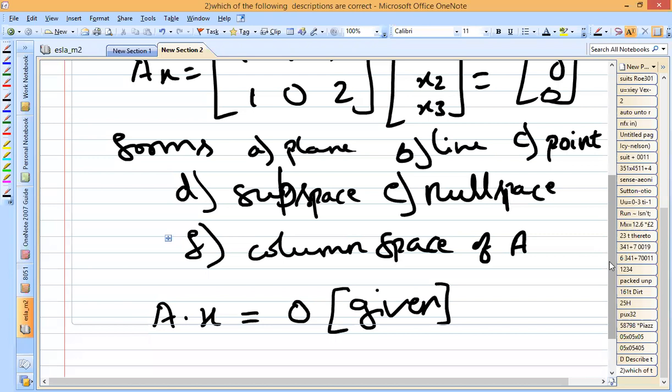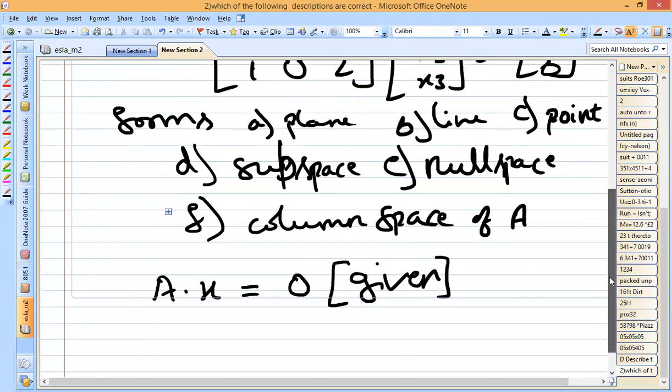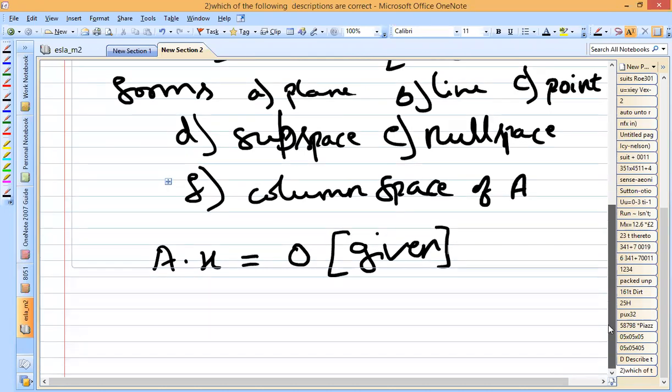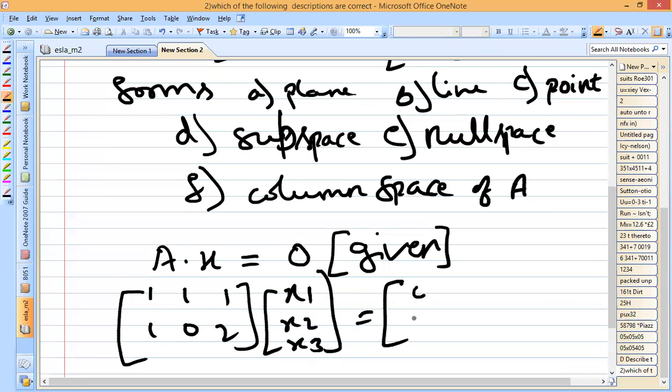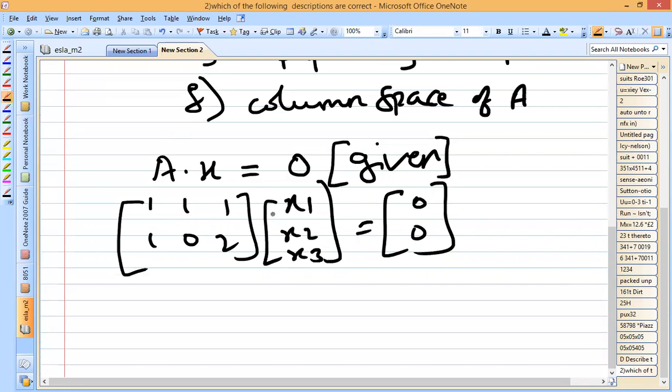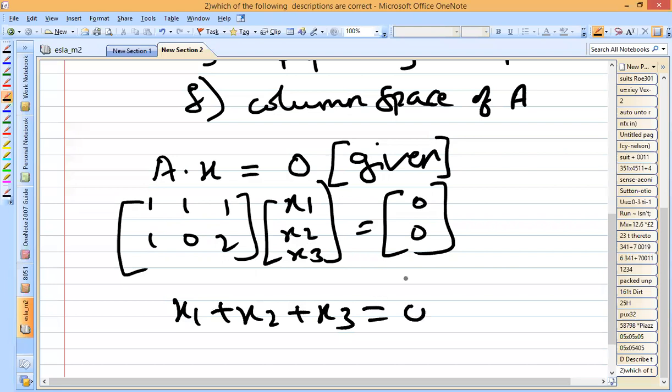So in general, whatever may be the dimension of the matrix, from the given matrix you just write the equation Ax is equal to 0. Once you write that, in the next step you can substitute the elements of A and X. Here we have 1 1 1 1 0 2, and X is given as x1 x2 x3, and here we have I think two zeros, not three. When you multiply the elements of A with the elements of X, what do you get? X1 plus X2 plus X3, that is 1 into X1 plus 1 into X2 plus 1 into X3. It is equal to what? The first row element on the right hand side, that is equal to 0.